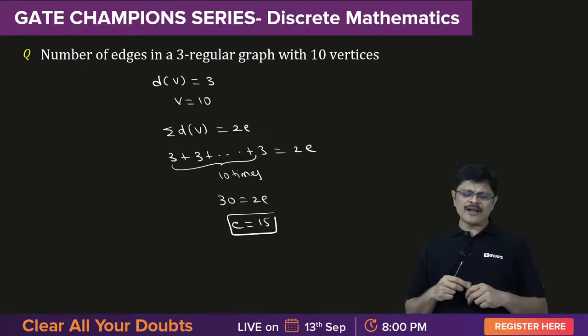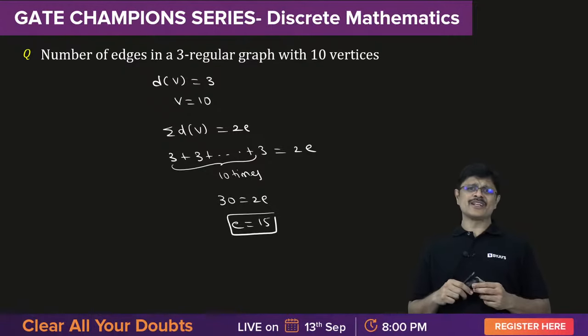Can I have a 3 regular graph with 9 vertices?